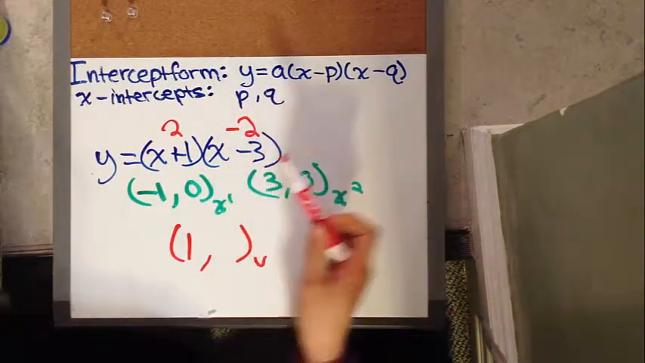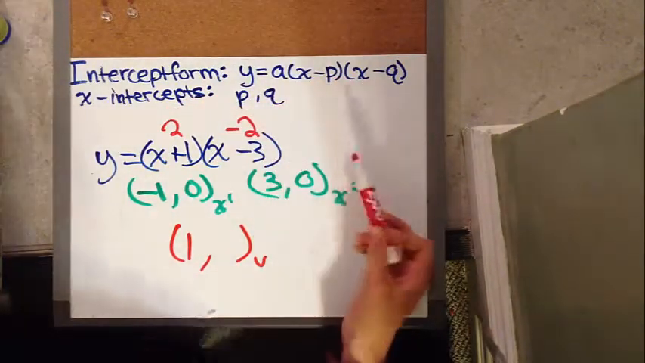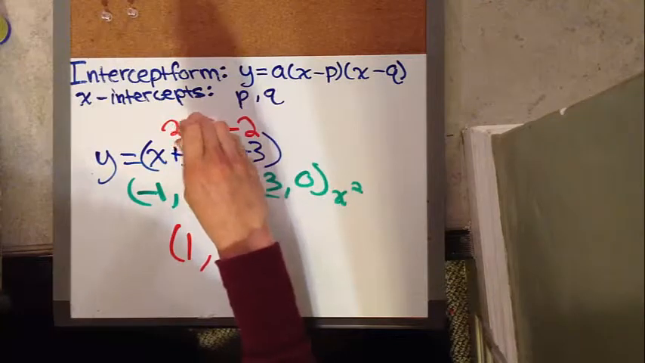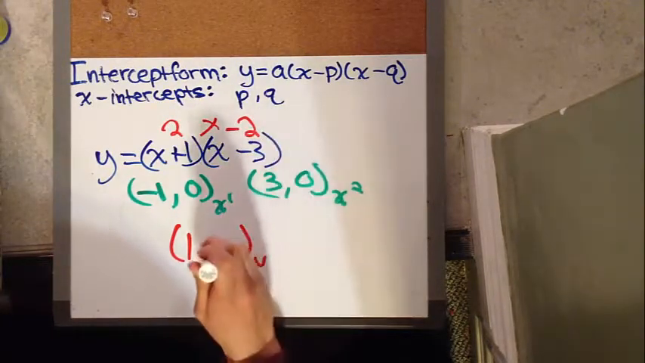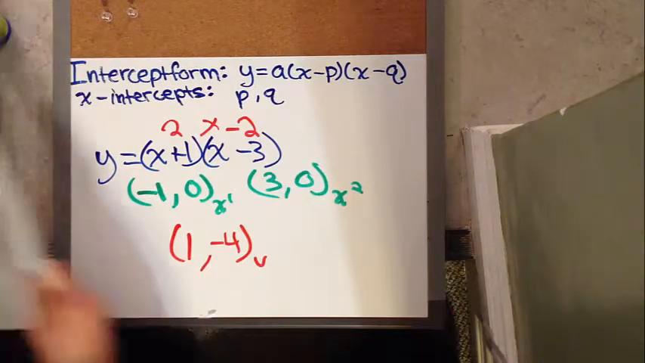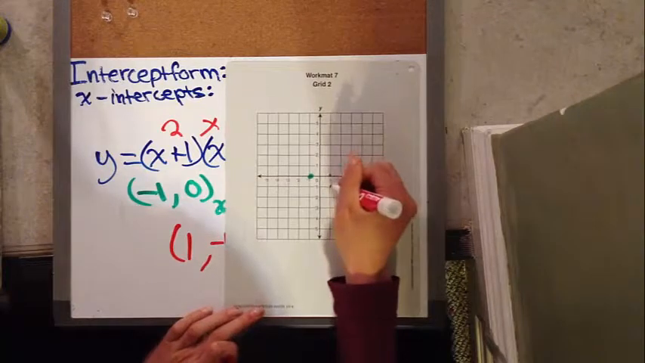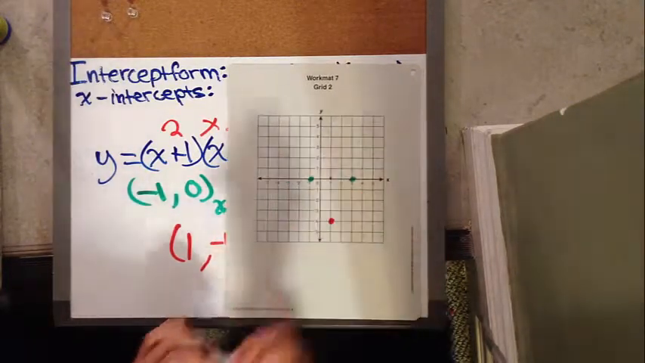These two numbers always have to be opposites, and that's how you know you're doing it right. So you can just do a little quick check there. So 2 times -2 is -4. Now we have our vertex. We need to plot it on our graph. So we have 1, -4 down here.